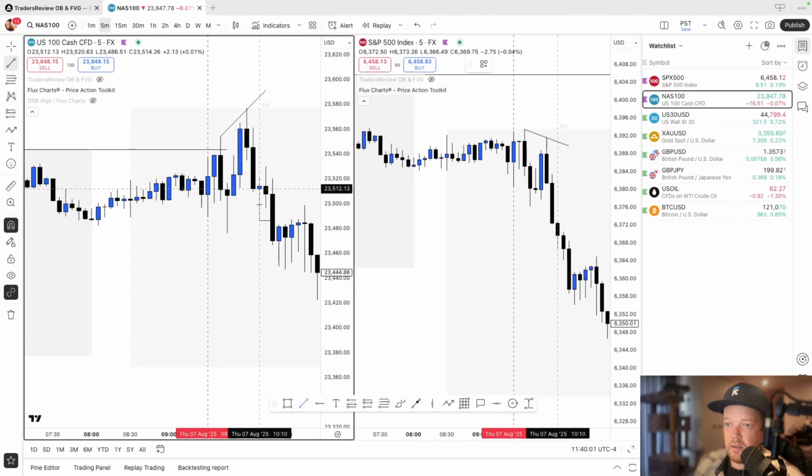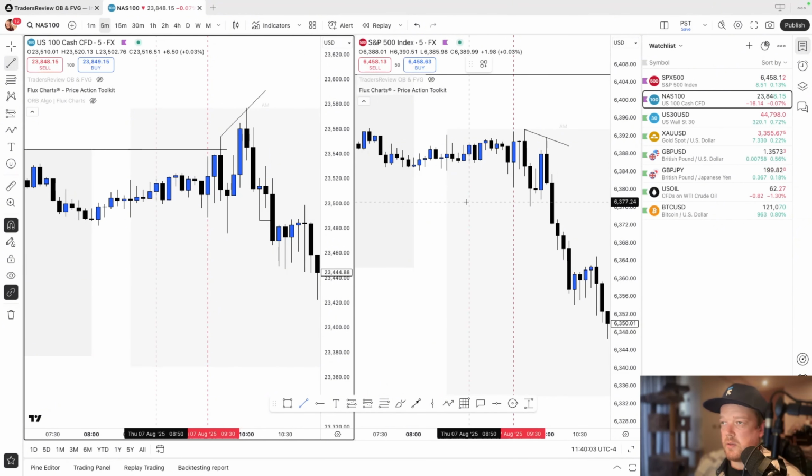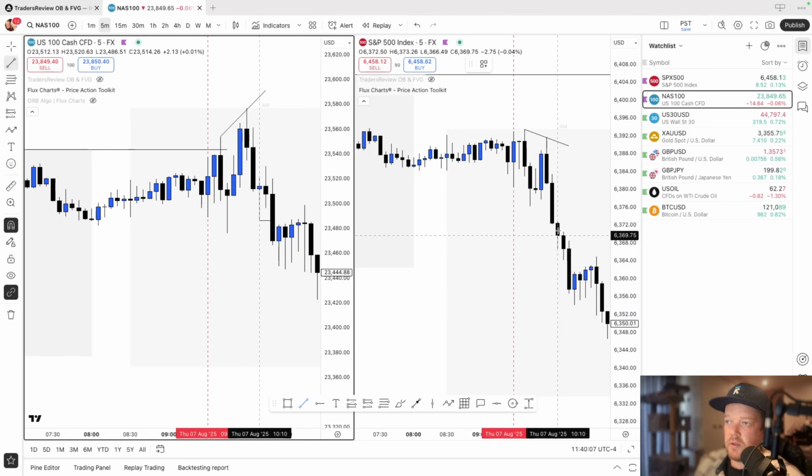This was at 10 minutes past 10. At 10 minutes past 10, price was already down here. On our Nasdaq, it was still up here. So now we can already see the S&P 500 is pushing down. Nasdaq has not pushed down yet, and this is literally a lagging pair. The other one tells you exactly what the other one is going to do.